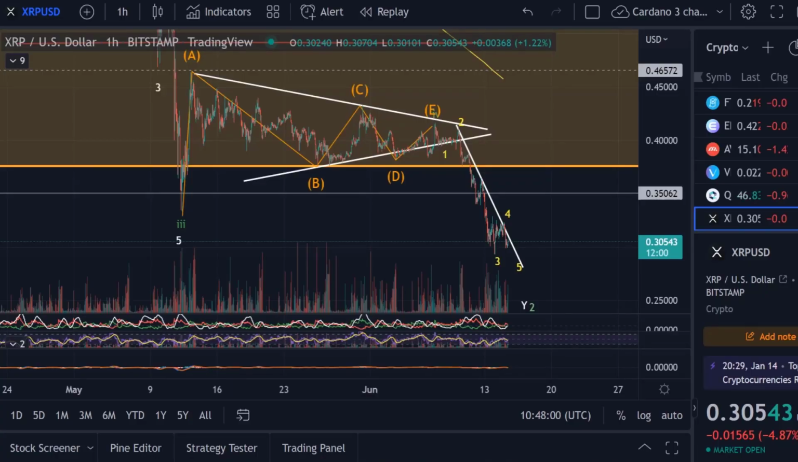XRP followed the path to the downside. I did tell you that it is highly likely we are going to leave this triangle to the downside, based on the Elliott Wave count, and also because it is just a symmetrical triangle trend continuation pattern, and based on the fact that we had not yet seen any bullish signals in the chart.